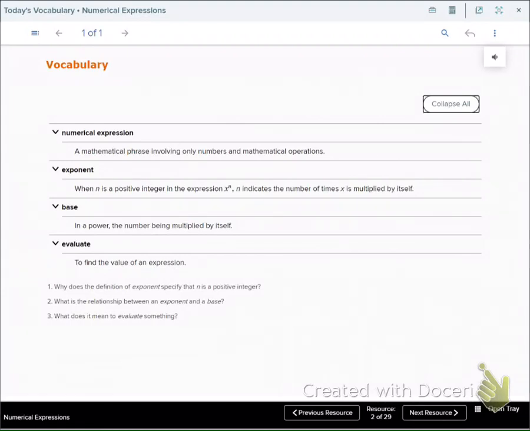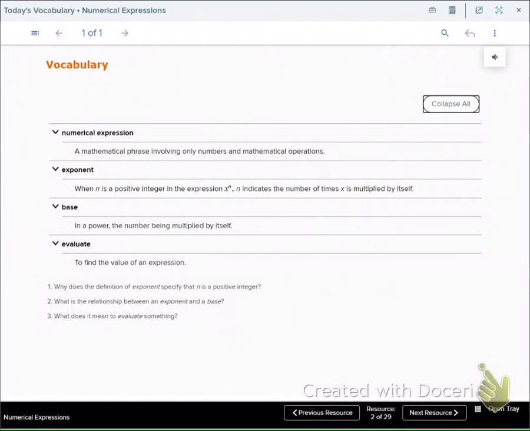So that's why that definition specifies that if n is a positive integer, then this indicates the number of times the x is multiplied by itself. What is a base? In a power, the number being multiplied by itself is the base. So if I have x to the third, my base is x. And that's telling me that I'm multiplying x by itself 3 times. And to evaluate is to find the value of an expression.